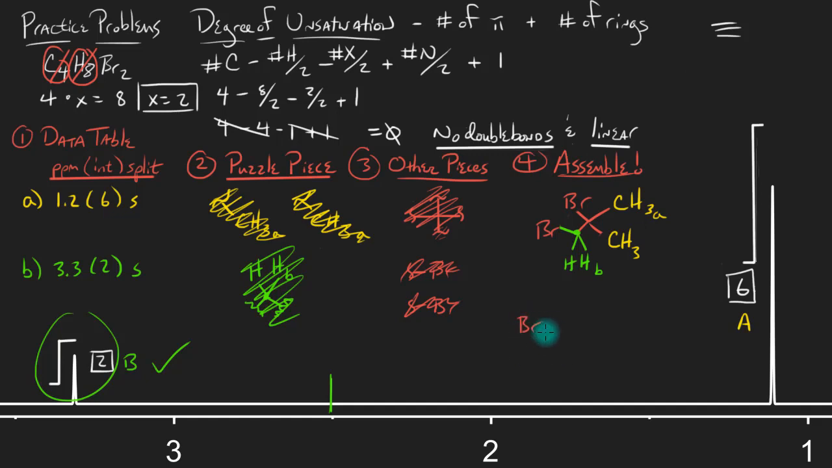If we wanted to draw it out a little bit prettier, we could put a bromine here, and then maybe another bromine right here, and we could put our two methyls right there, and then that's our molecule. So if this process was overwhelming, don't worry about it.